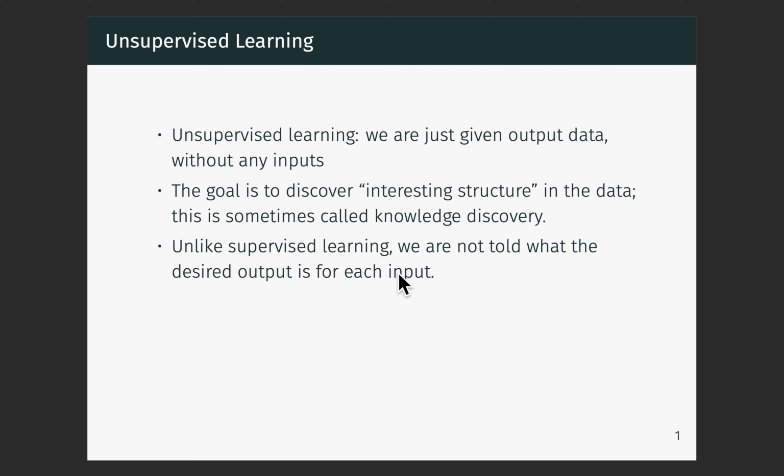So just given this data, we want to discover some interesting structure or patterns in the data, which we could then leverage and utilize accordingly. In just a few minutes, we'll look at some applications which are enabled by unsupervised learning.